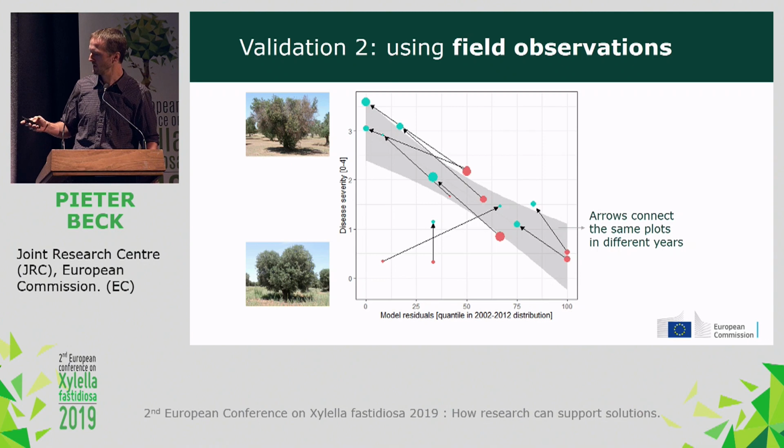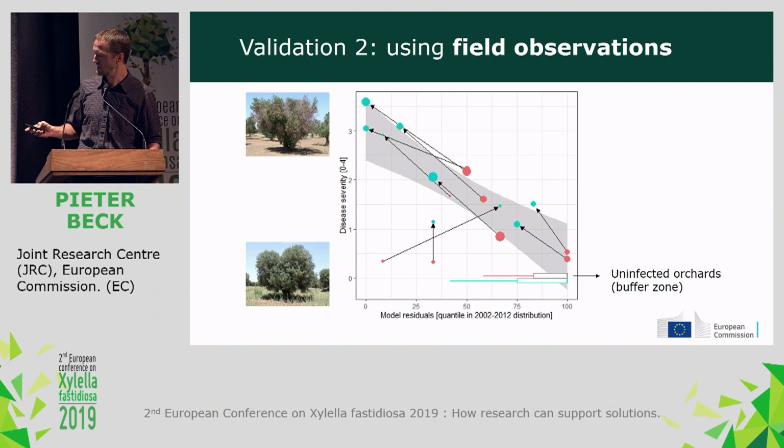The other thing that is interesting to note is, I said initially we'll focus on damage levels 3 and 4, but actually we're picking up the damage also. We would be able to pick up the damage at lower severity levels as well, it seems. If I now put on top of that where the olive orchards in the buffer zones sit, so those we assume have no damage, they sit really in the lower left corner here of our plot, which is also a good sign, because that means we wouldn't be mapping any damage in those.